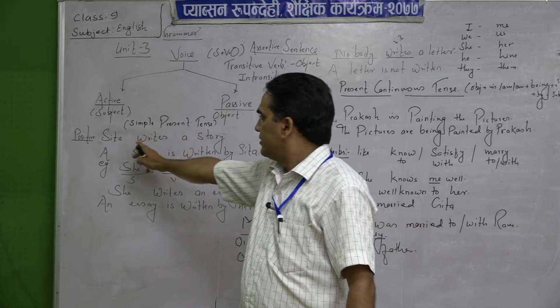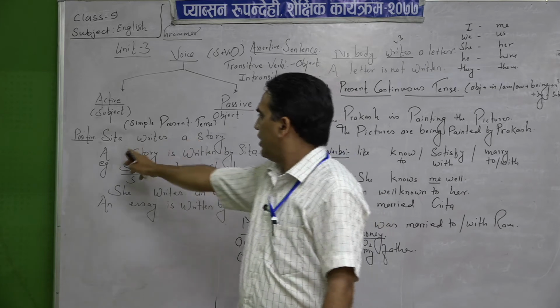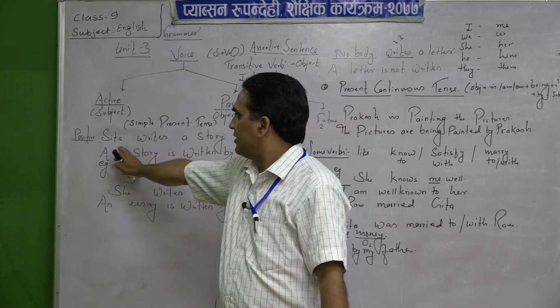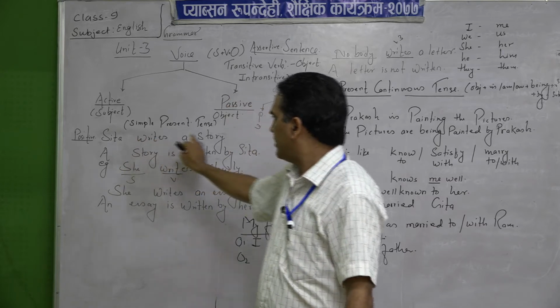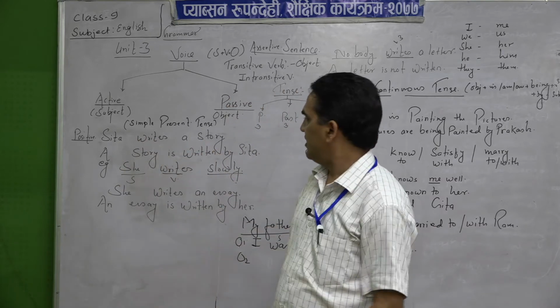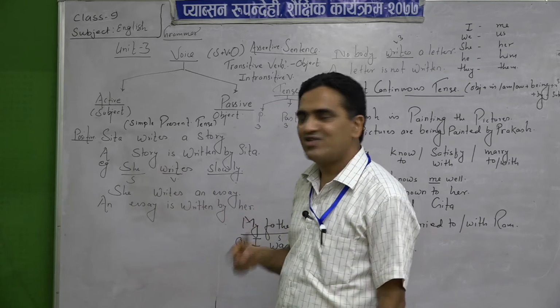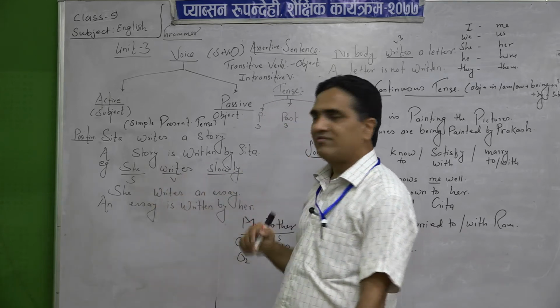Sita writes a story. A story is written by Sita. Sita is the subject, writes is the verb, and story is the object; only one object is there. She writes slowly. My dear students, she writes slowly.